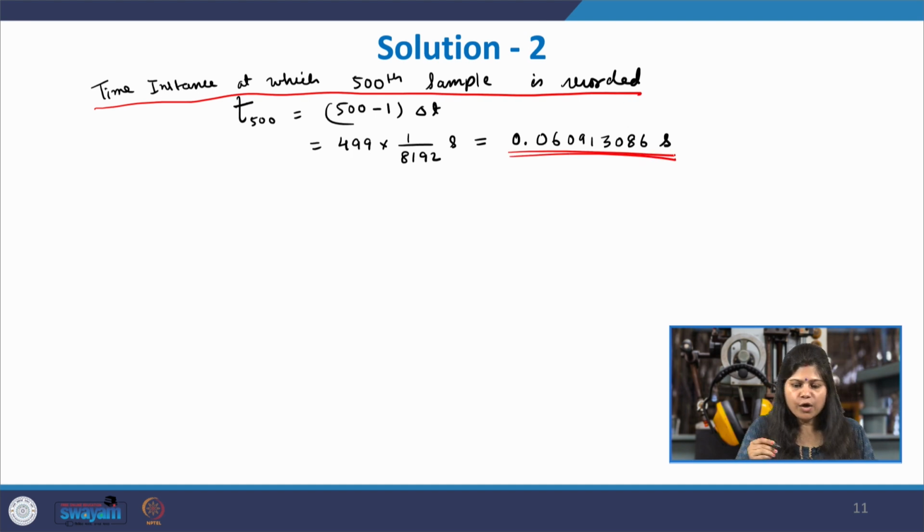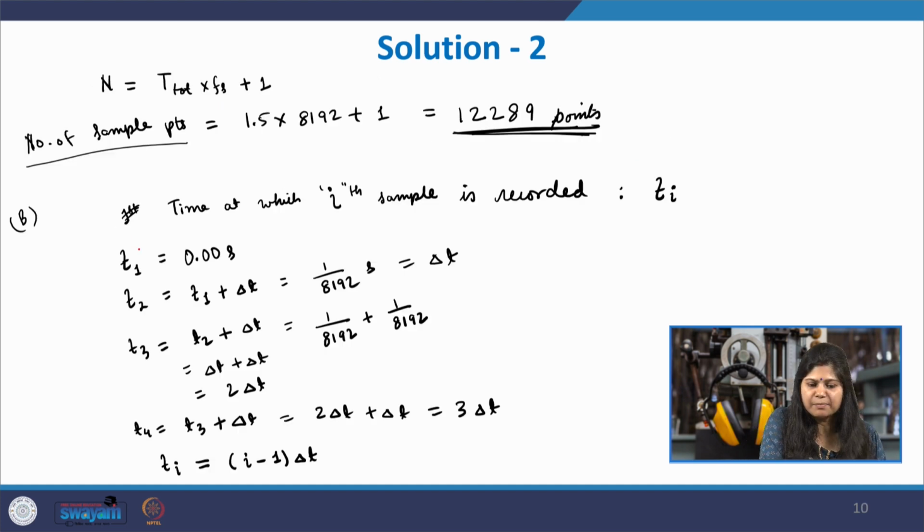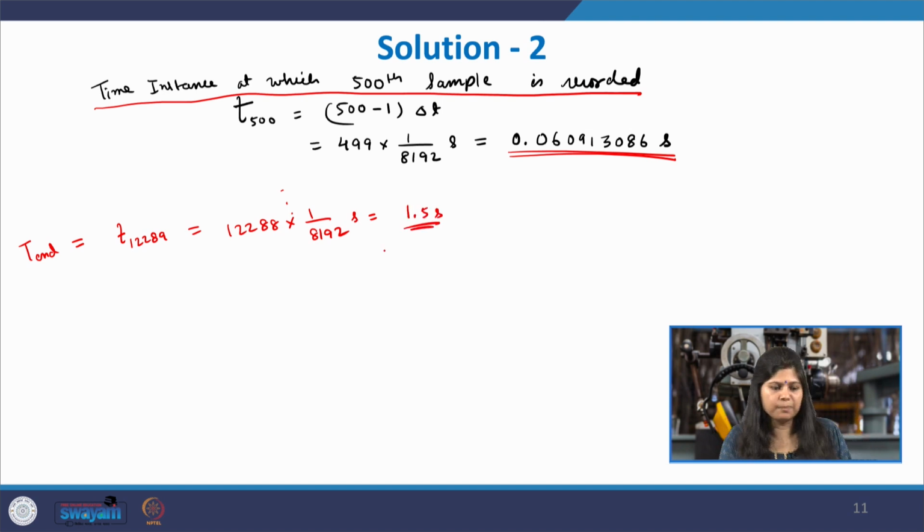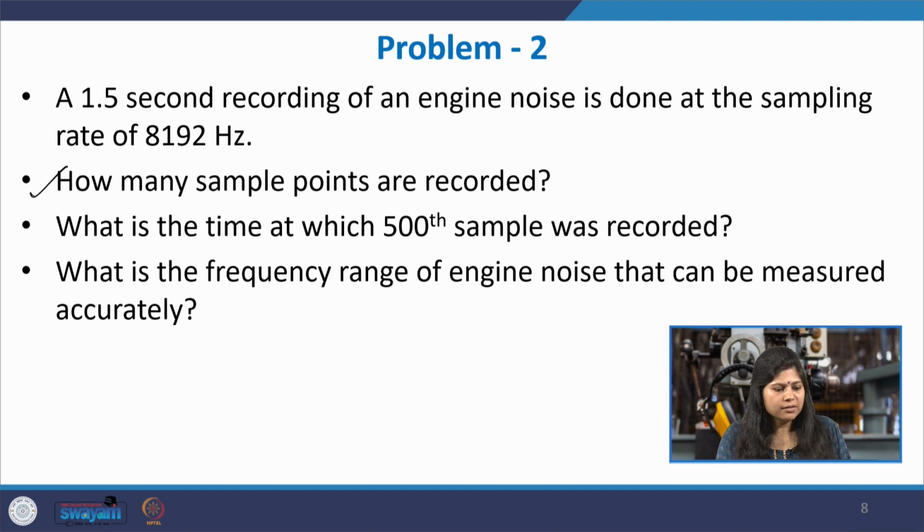Now, if you just see by logic, what is the time at which the last sample was recorded? There are 12289, so this should be the end time of the recording where the last sample gets recorded. So, this should be 12288 divided by 8192 seconds. If you solve it, you will get the answer as 1.5 seconds, which gives you the total recording time. Okay, so let us see the third part.